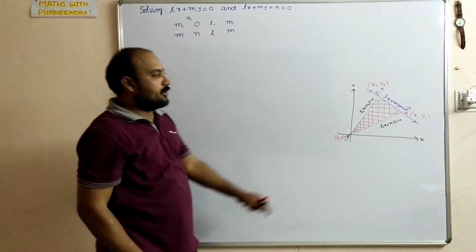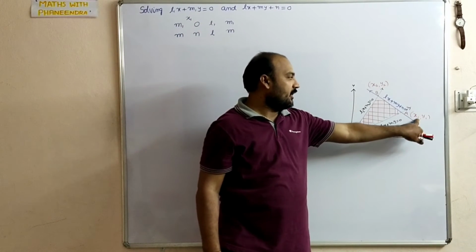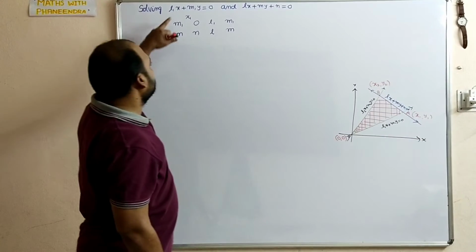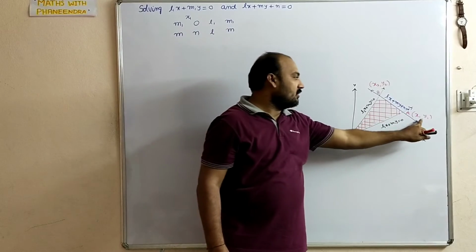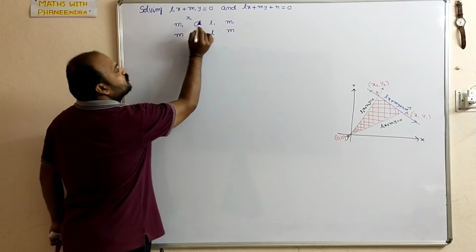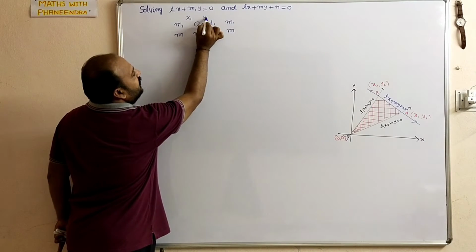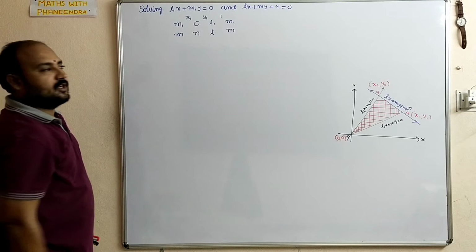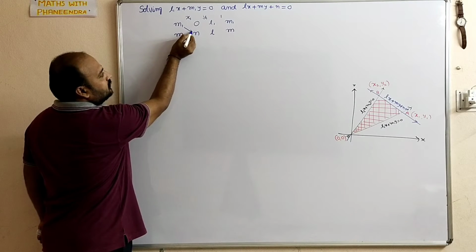Why? Because the point of intersection of these two lines we have taken as x1, y1. Suppose if you are taking x, comma y, here you have to write x. But I am assuming the point of intersection of these two lines as x1, y1. So here x1, in between these two columns y1, and here 1. This is the procedure of cross multiplication method.